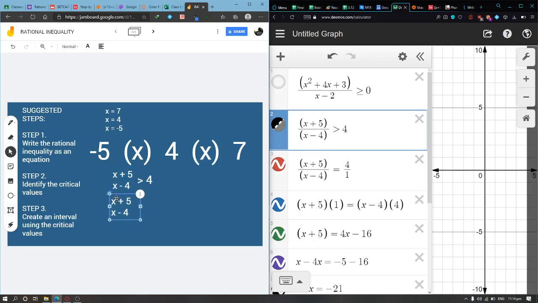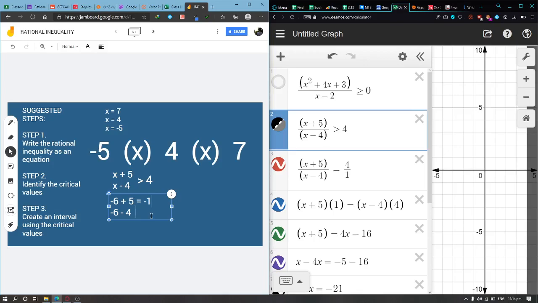So the question now is, if we will substitute any number less than negative 5, what would be the number that we will have? Let's try negative 6, since negative 6 is less than negative 5. Then negative 6 plus 5 is equal to negative 1. And negative 6 minus 4.